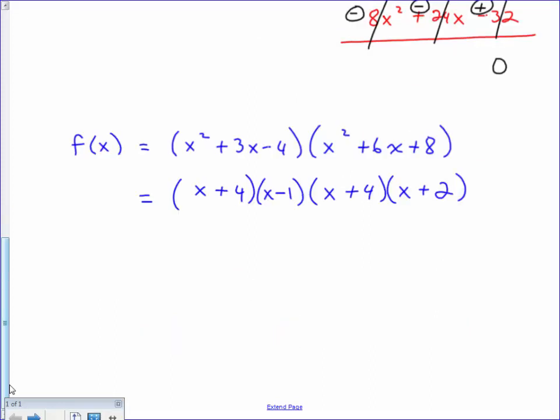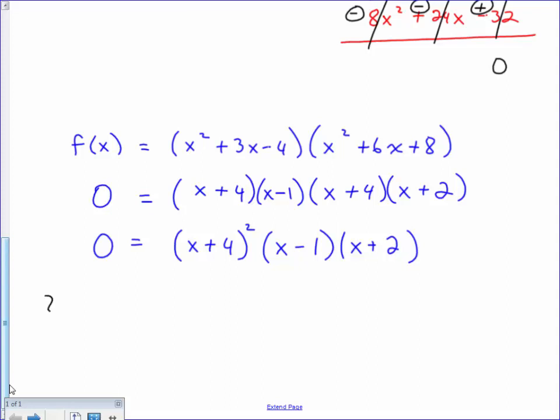Okay, now notice if we're trying to find the zeros, we would have set f of x to 0, we would have factored, which is done, and then notice that we have 2 factors that are repeated. The x plus 4's are repeated, so write that as squared, and then the x minus 1 and the x plus 2.